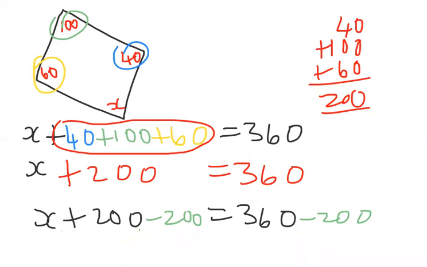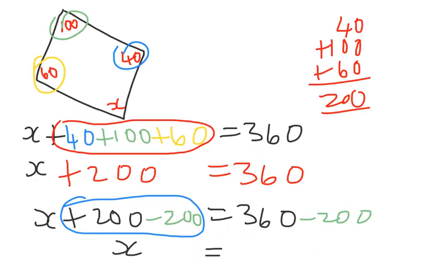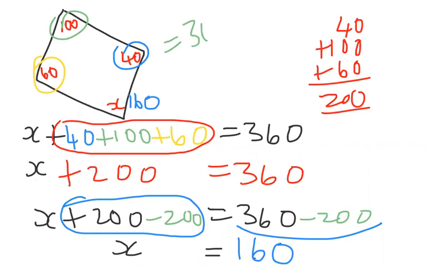And then you will have x. This 200 minus 200 will give you 0. So you're only going to stay with x, and that is going to equal, if you do that sum, 160 degrees. So this x will be 160. Easy to write. If you work it out and you add up 60 plus 100 plus 40 plus 160, all of that will equal 360, and then you know this is right.